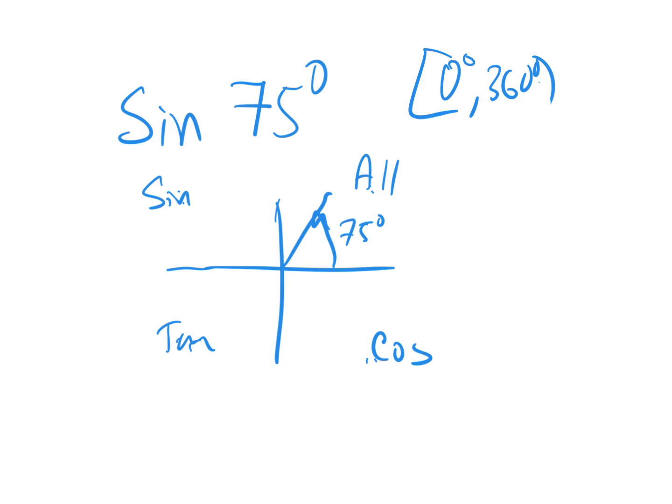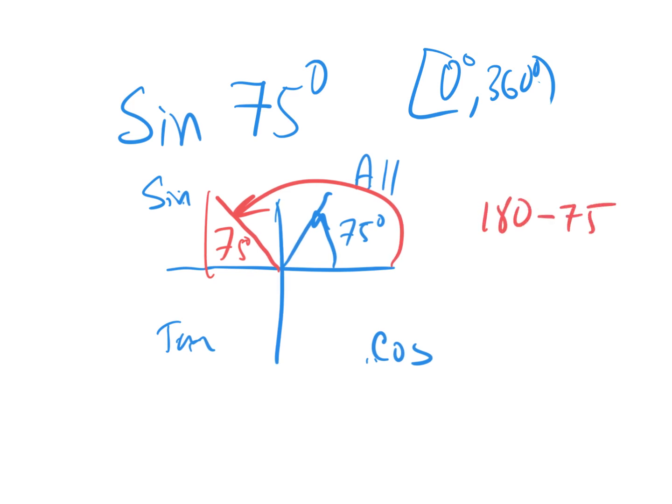Well, you're probably already saying, Dan, it's over here. But the reference angle will have to be exactly the same, so 75 degrees will be there. So what angle is this? What we're going to do is take 180, subtract 75 from it, and that's going to give me 105 degrees. That will have the same sine as 75 degrees.